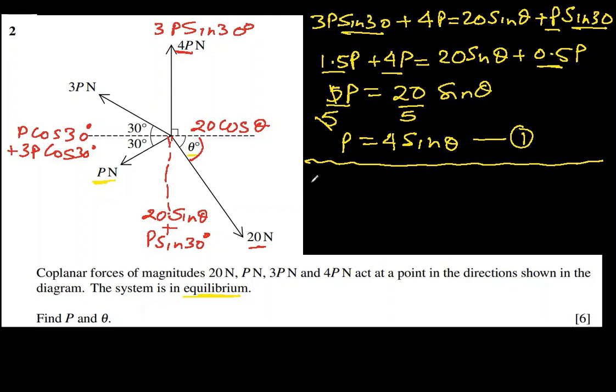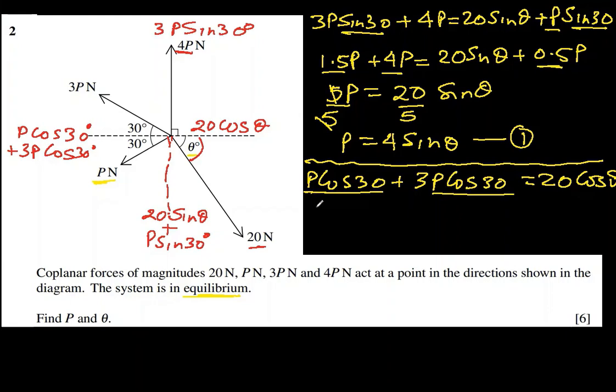Horizontal forces now. P cos 30 plus 3P cos 30 equal to 20 cos theta. Yeah? Anything else? 2 on this side, 1 on this side, and that's it. So they are exactly the same equation. See, P cos 30, P cos 30. So we can write this as 4P cos 30 equal to 20 cos theta.